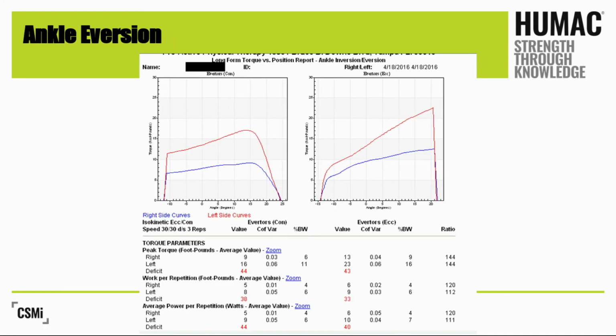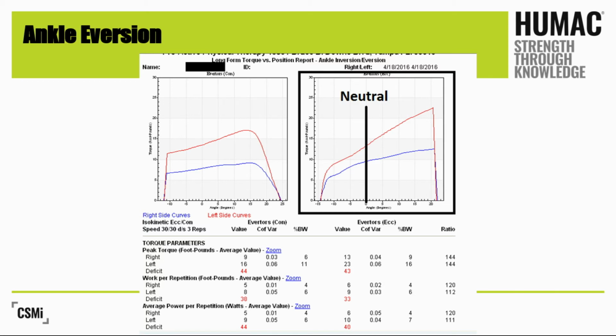One more thing about isotonic versus isokinetic. This slide shows an ankle inversion isokinetic strength test. If we look at the graph on the right, this shows the eccentric strength curve. Now I put a line along the neutral ankle position for reference. The right ankle is in blue and the left is in red, so clearly the injured ankle is the right side, but that's not important for now.